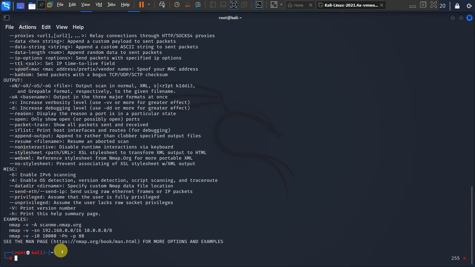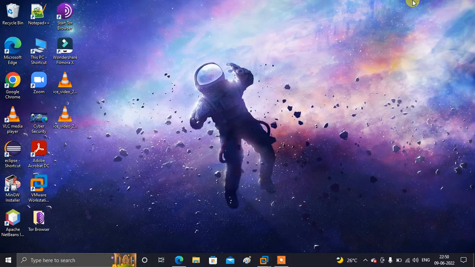First of all, we are going to discuss a scanning technique called full open scan. I will explain what a full open scan is and why it is called a full open scan.